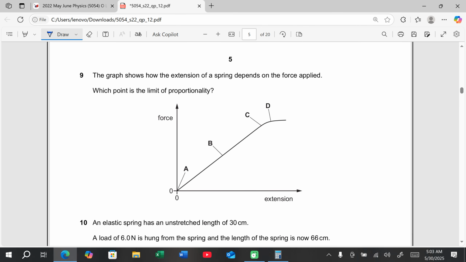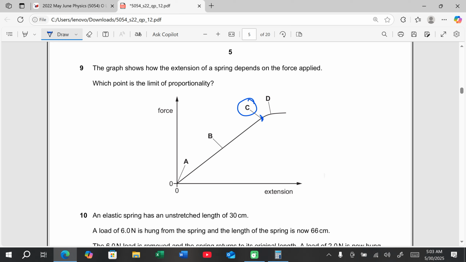The diagram shows how the extension of the spring depends on the force applied. What is the limit of proportionality? So that's C. It is a point where the graph shows a straight line. It is the end of the straight line.